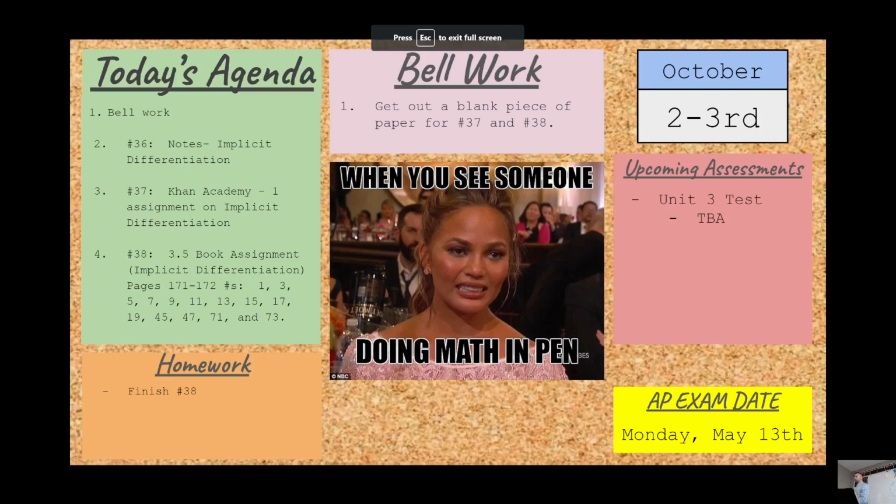Probably the hardest ones of these are the ones where you have to use the product rule. If you've got something times something, like an x times a y, you should have two terms. Derivative of x with y left alone, and then derivative of y with x left alone. I would say that's going to be the most common mistake.